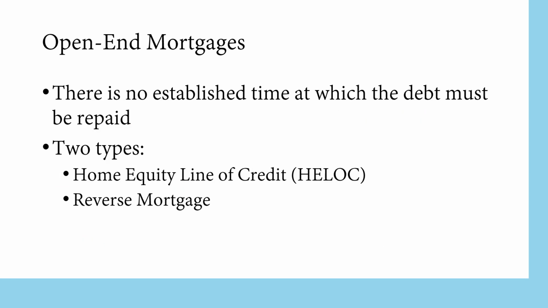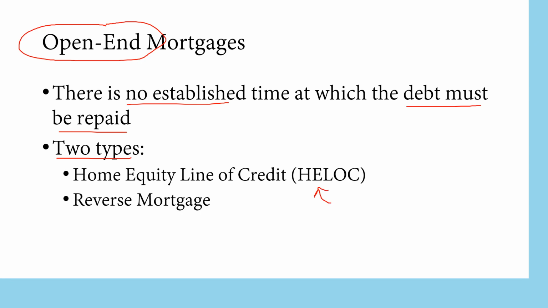So what we've discussed so far are closed-end mortgages. Now we want to move our discussion to open-end mortgages. In open-end mortgages, there is no established time at which the debt must be repaid. And there are two types of open-end mortgages that you need to be familiar with. The first is a HELOC, which stands for Home Equity Line of Credit. The second type of open-end mortgages is reverse mortgages, which is for older borrowers, specifically 62 years of age or older.